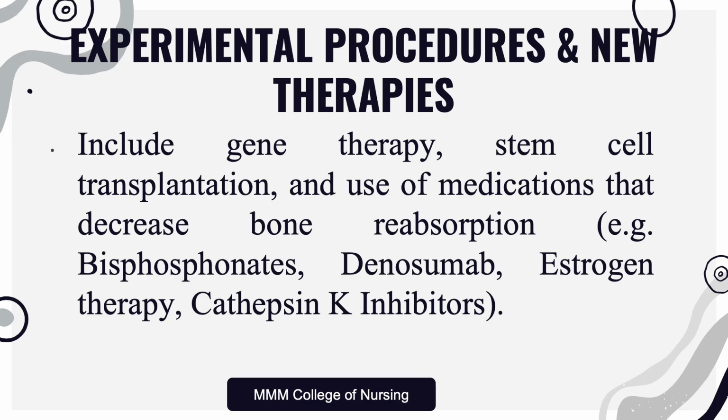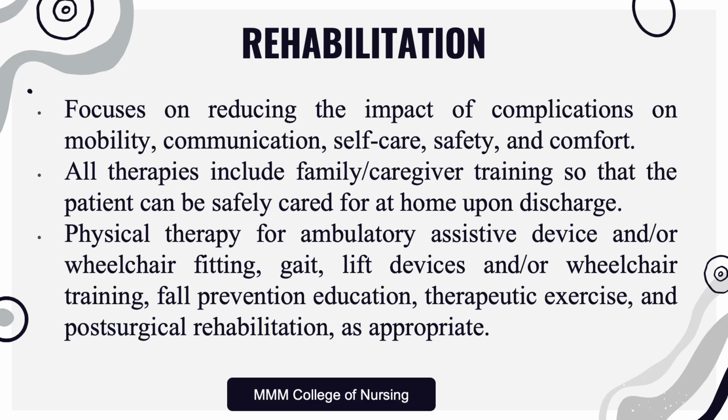Experimental procedures and new therapies are also taken into consideration in the treatment of OI. They include gene therapy, stem cell therapy, and use of medications that decrease bone resorption, for example, bisphosphonates, denosumab, estrogen therapy, and cathepsin K inhibitors. Rehabilitation focuses on reducing the impact of complications on mobility, communication, self-care, safety, and comfort. All therapies include family or caregiver training so that the patient can be safely cared for at home upon discharge.